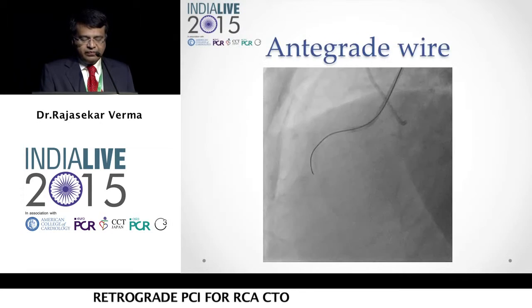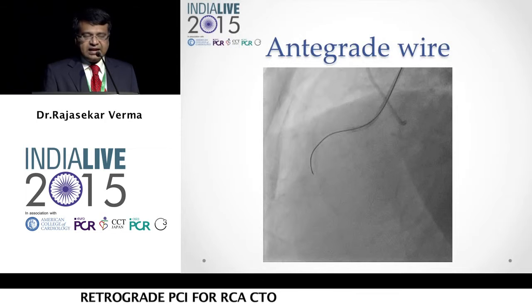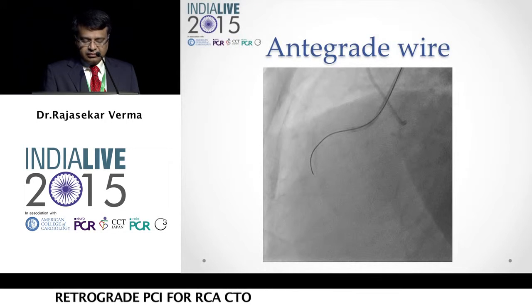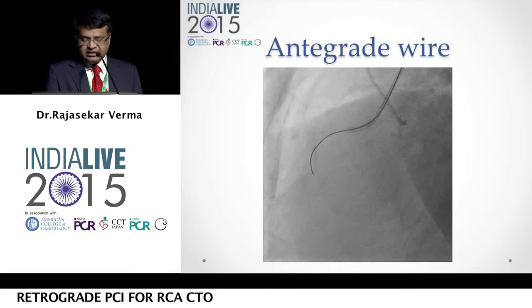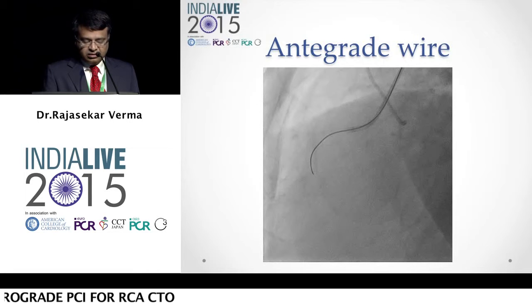So we started with an antegrade wire. A Miracle wire was taken into the RCA, but the contralateral injection shows clearly that this wire was going into some collateral branch, and it was nowhere near the true lumen of the right coronary artery.